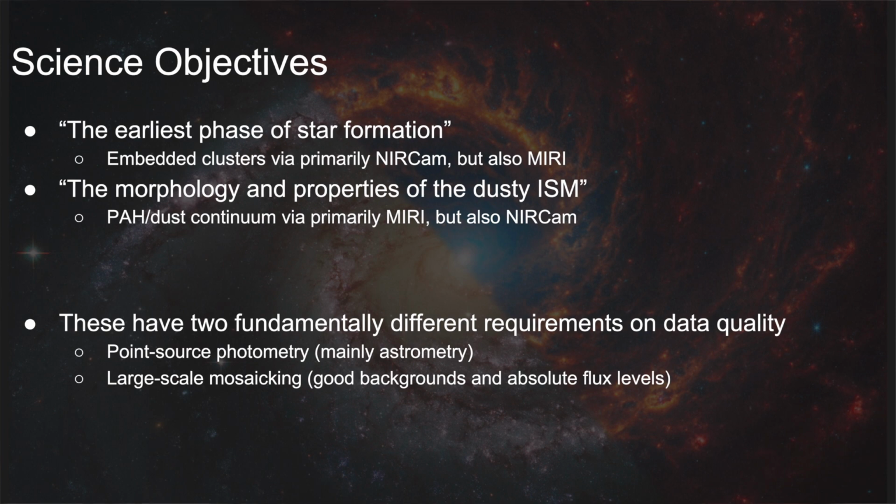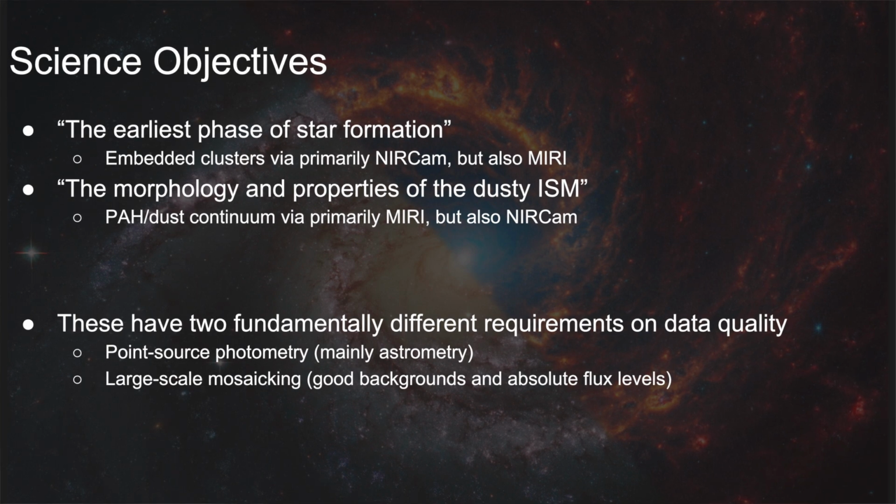The second science goal is the morphology and properties of the dusty interstellar medium, or ISM. This involves the study of the structure of the dust emission, both in continuum and PAH, as well as the properties of the small dust grains, such as their size and ionization state, and how this varies with environments.